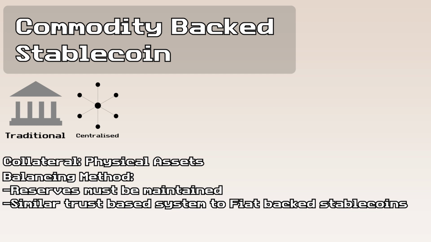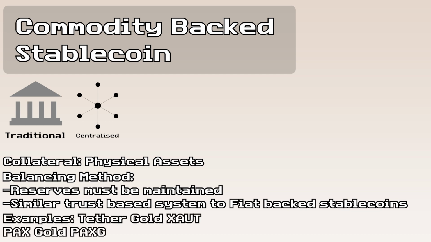One of the issues with this stablecoin, or perhaps one of the advantages, is that the collateral is subject to volatility. And that could be said about the over-collateralized stablecoins as well. Again, similarly to fiat-backed stablecoins, trust is also key to this stablecoin. Users have to rely on the centralized authority holding the correct amount of backed assets. So some examples of this are Tether Gold and Paxos Gold.